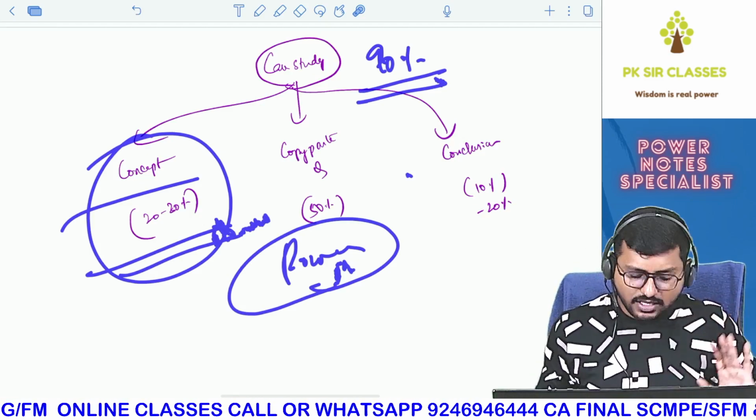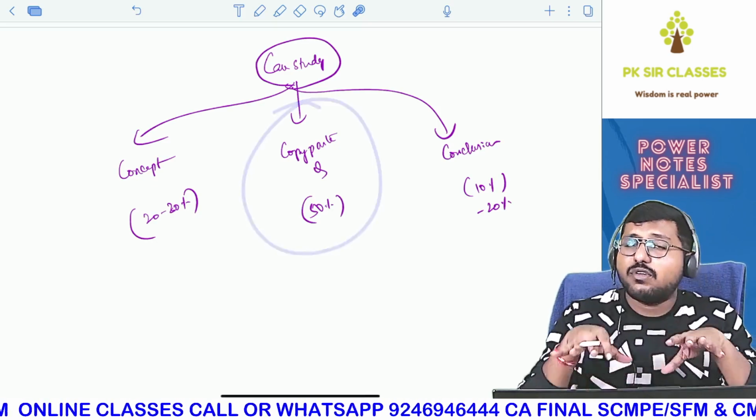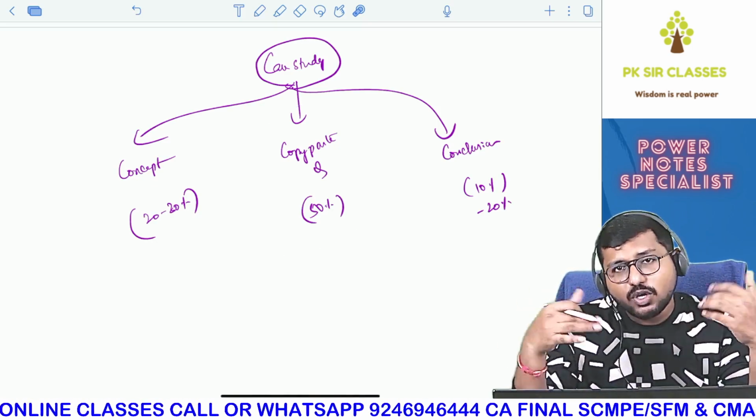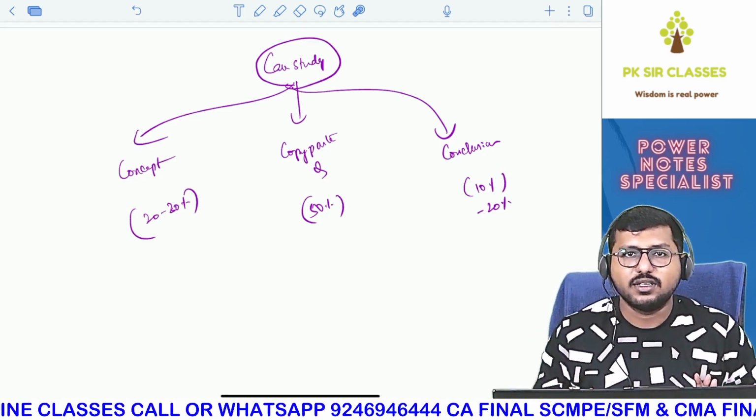Reproduce the concept as it is. You will be getting 20 to 30% of the marks. The rest 50% of the question is a copy paste from the question itself. So from the question itself, you have to take the content and then you have to what? Discuss it. Are you able to understand?